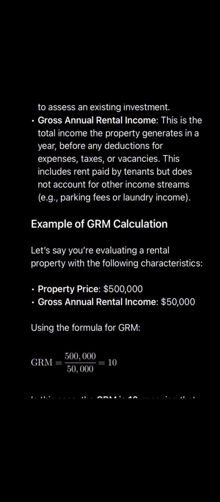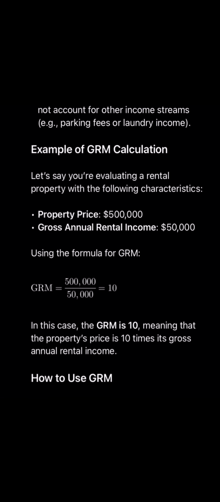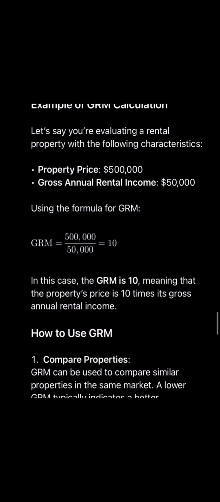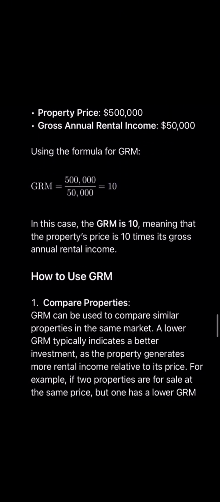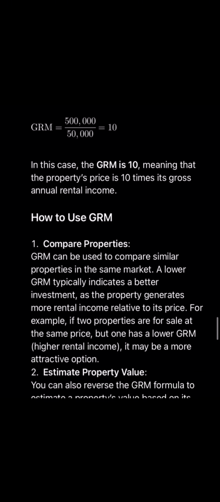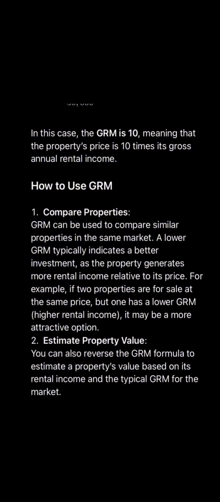Example of GRM calculation. Let's say you're evaluating a rental property with the following characteristics. Property price, $500,000. Gross annual rental income, $50,000. Using the formula, GRM equals 500,000 divided by 50,000, which equals 10. In this case, the GRM is 10, meaning that the property's price is 10 times its gross annual rental income.